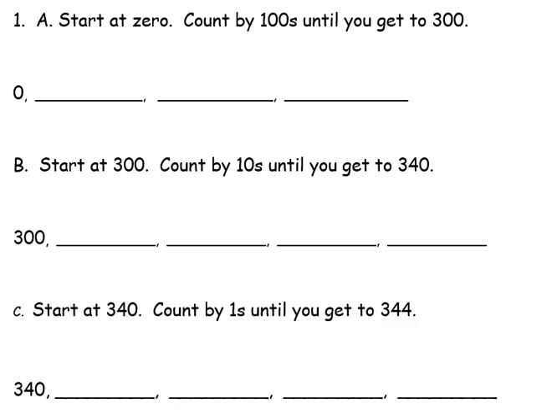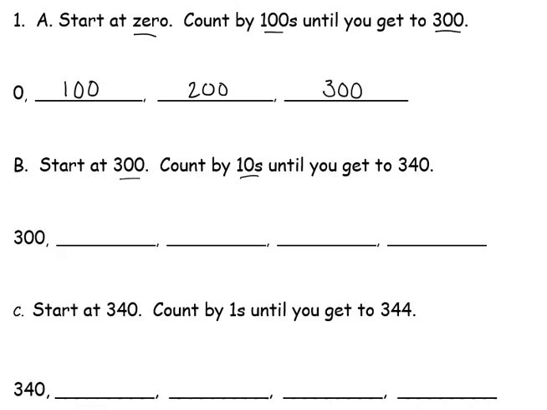For example, in this first problem, it says to start at 0 and count by 100s until we get to 300. So we would say 0, 100, 200, 300. Now most students are pretty good at that type of skip counting. In problem B, we are going to start at 300 though and skip count by tens. Without practice, students have a hard time starting at a number other than 0. So we're going to work on that type of skip counting in this lesson.